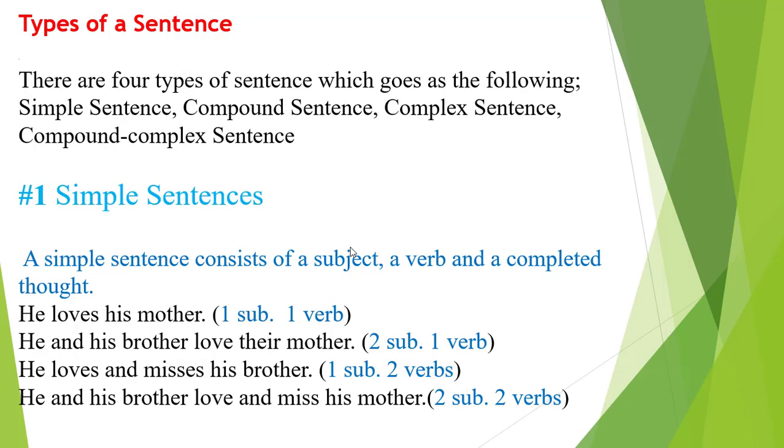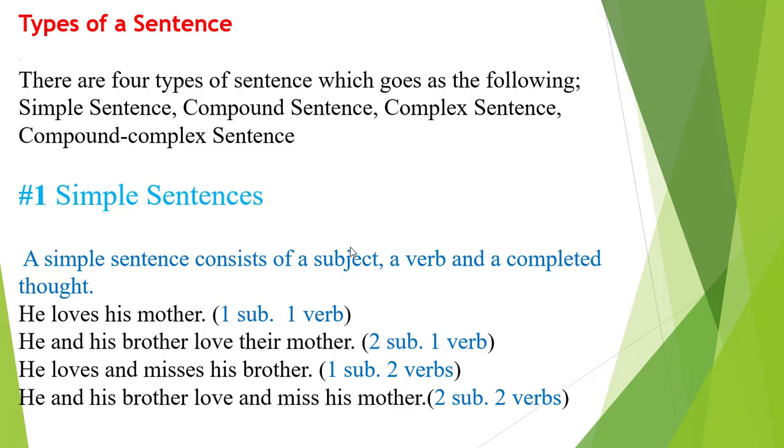Okay. So, types of sentences. There are 4 types of sentences, which go as follows: simple sentence, compound sentence, complex sentence, compound-complex sentence. Simple sentence: a sentence that consists of a subject, verb, and a complete thought. Okay, this is a simple sentence.